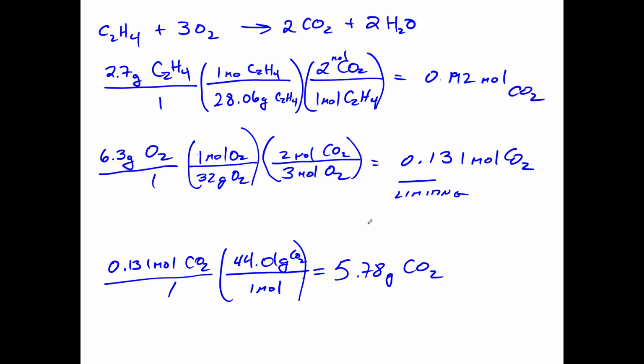Now, I want to point out that we know oxygen is limiting. So this is our limiting reagent, O2. Theoretical yield is this guy. Now, how do we know how much is left? And that's going to be C2H4, and we're looking for C2H4 because that's in excess.